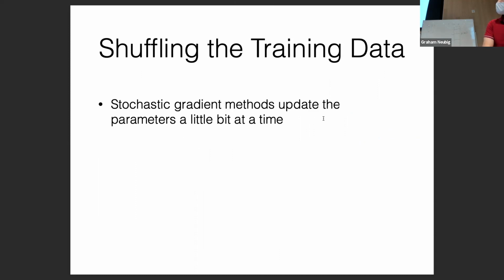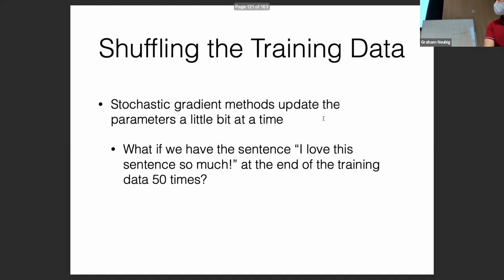The reason why is because stochastic gradient methods, so basically methods that do updates on a small part of the training data every time, they can be biased towards more recent gradients.